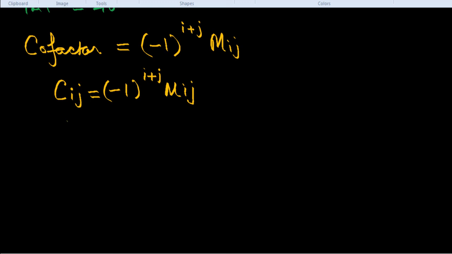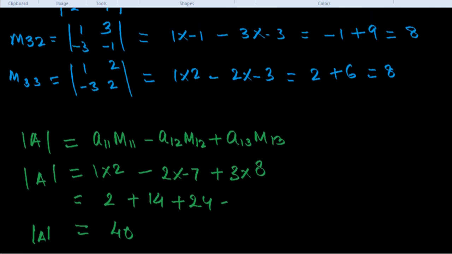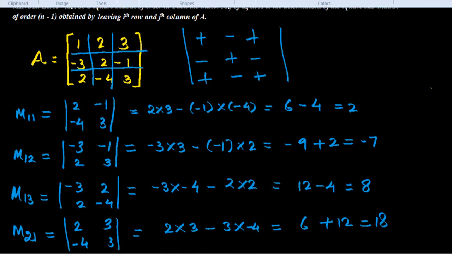Let us see, if you have to find out C11, then minus 1, i is 1, j is 1, 1 plus 1, M11. So we get here minus 1 power 2 and M11. The value of M11 we have already found here. The value of M11 is 2. So we put here 2.